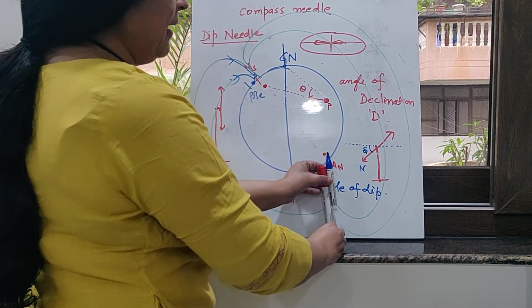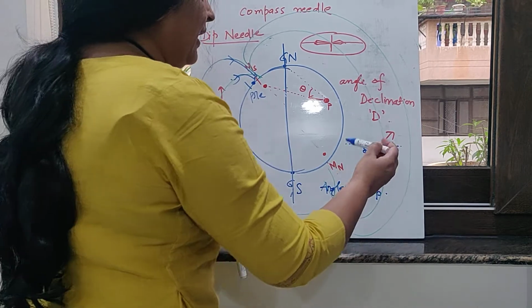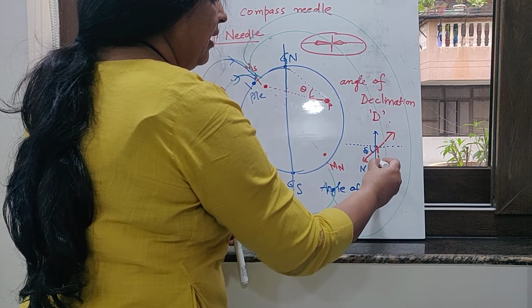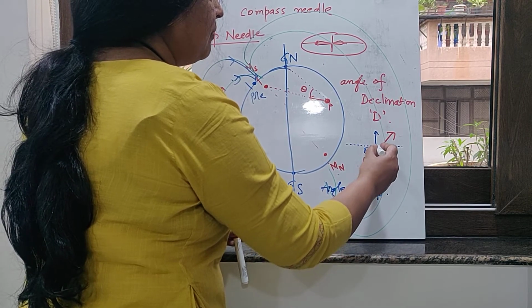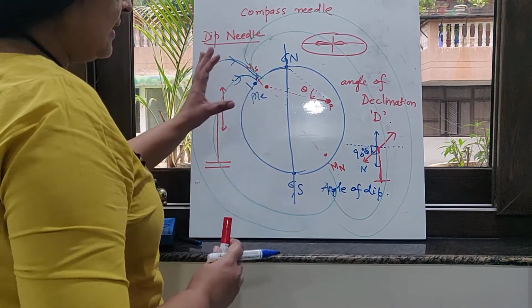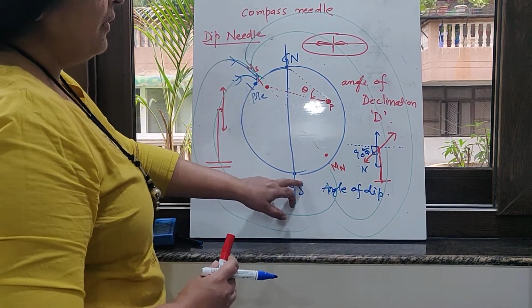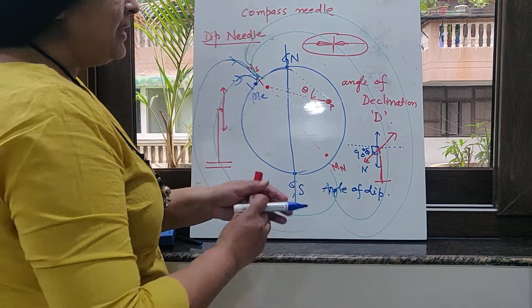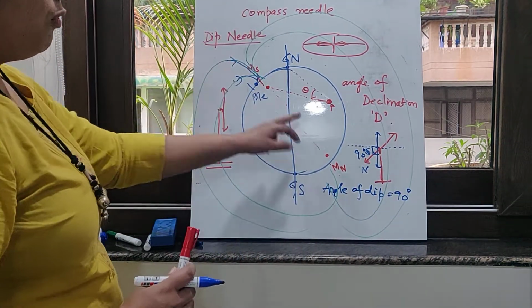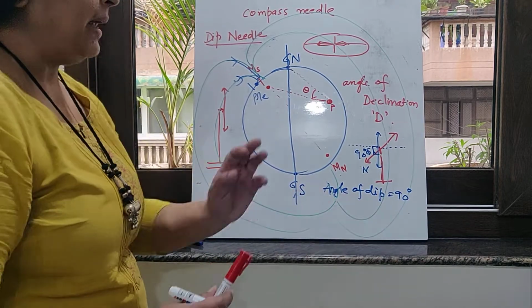So again it will become vertical. If the needle is vertical, then with the horizontal it is making an angle of 90 degrees. So it means that at the poles the angle of dip is 90 degrees.